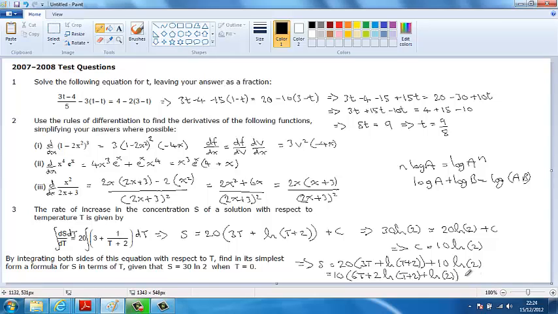So if we do that, we can rewrite this as 10 into 6t plus natural log of, well, the 2 goes up to become a power of t plus 2, so t plus 2 squared, then times 2 using the second rule there. So 2 into t plus 2 squared.